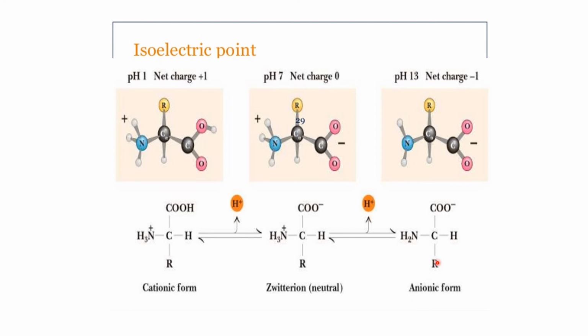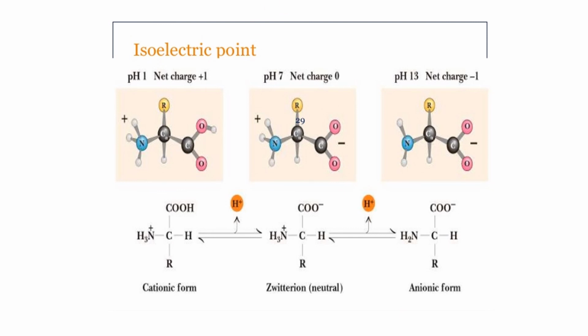So this is a neutral or zwitterionic form. The anionic form is the one in which you have COO minus. Here the pH is 13, that means they are basic in nature and the net charge is -1. Here pH is 7, they are neutral and the net charge is 0 because they have plus as well as minus. Here pH is 1 because it is acidic, so the net charge is +1, because it has got NH3 plus.